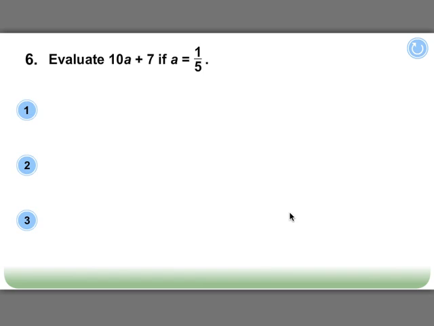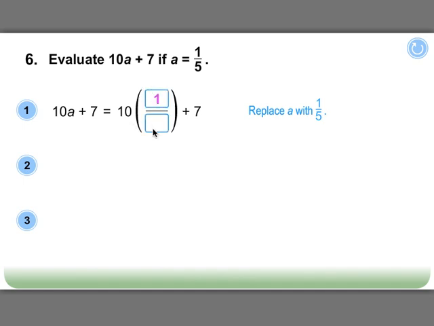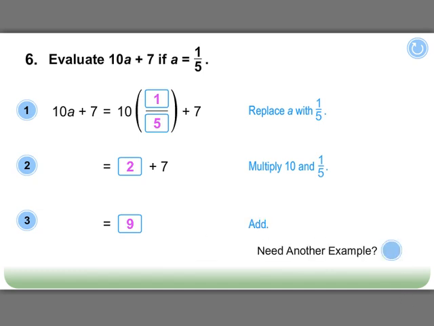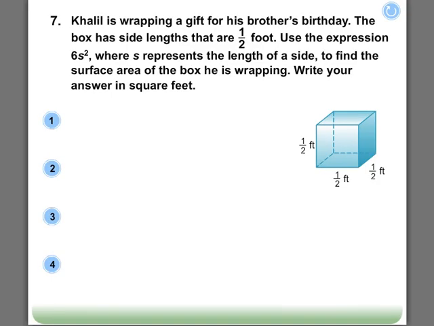Okay. Now we're going to evaluate 10 times a plus 7 if a equals 1/5. Now remember that it's 10 times 1/5, right? We're going to replace the a with 1/5 and put it in parentheses just to help keep ourselves organized. Okay, so now we've got 2 plus 7 because 10 times 1/5 is 2. And then we're going to add 7 to it, which is 9, of course. Not too hard, that last little step right here.